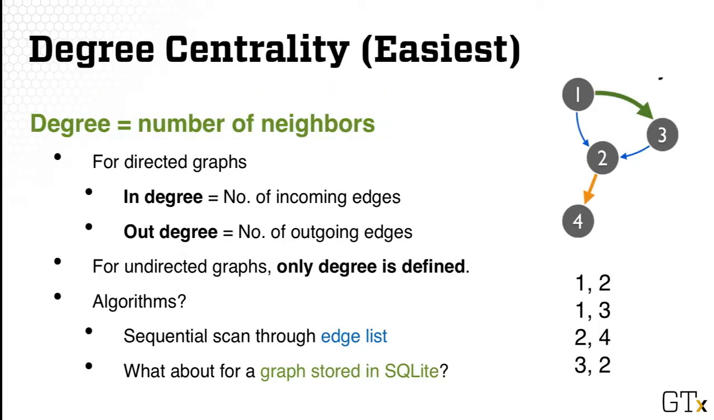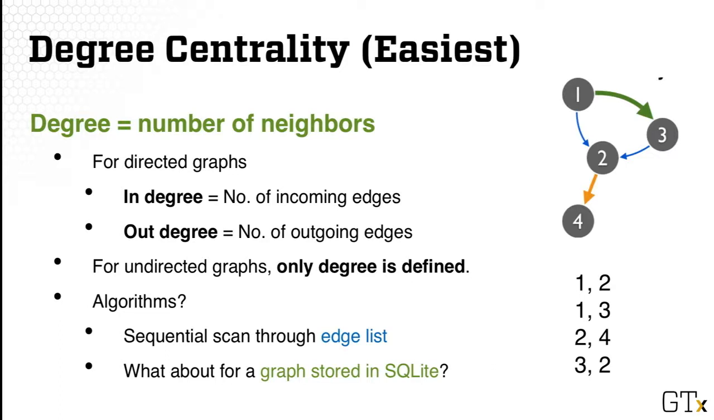Degree centrality is probably the simplest and most common centrality people will look at. Degree just means the number of neighbors of a node. For a directed graph, you will have in-degree and out-degree. In-degree is the number of incoming edges pointing at the particular node, and out-degree is the number of outgoing edges. For undirected graphs, only degree is defined because there are no directions.